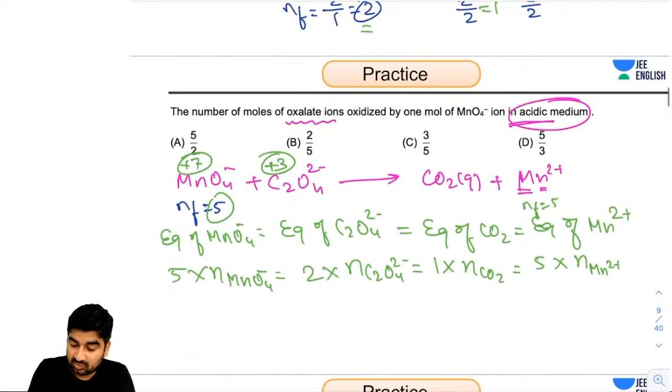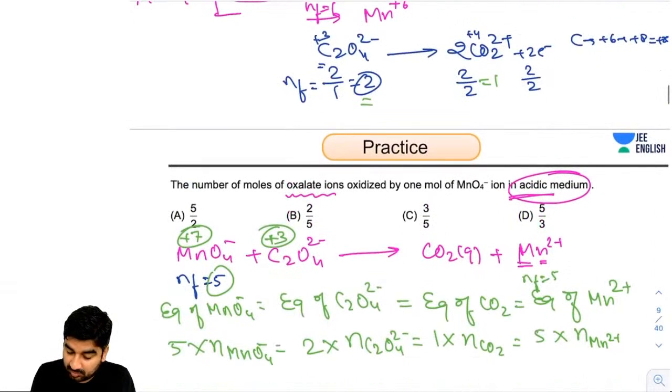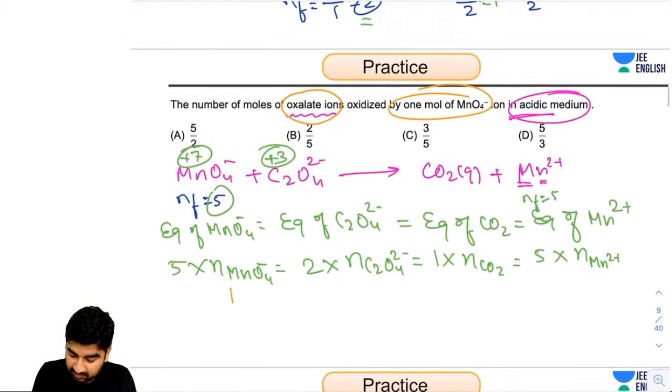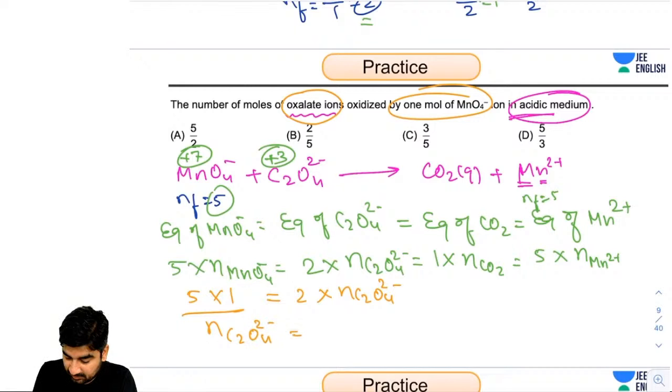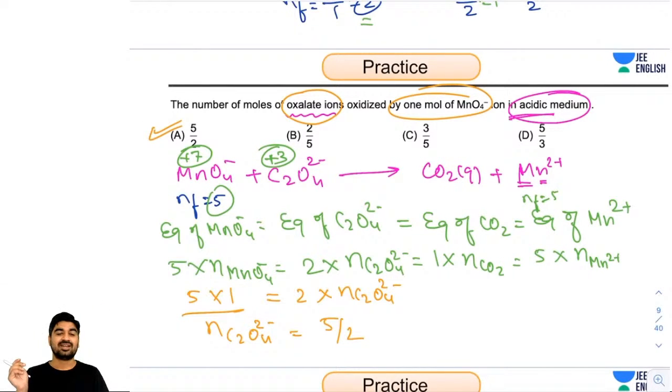Okay guys, so now you can find it. And how will you find it, guys? Now you are given the number of moles of oxalate ion oxidized by 1 mole of KMnO4. So you are given 1 mole of it. So 2 into mole of oxalate ion. So guys, you will be getting mole of oxalate ion as 5 by 2. A will be your answer. Yes, Amy, you were right.